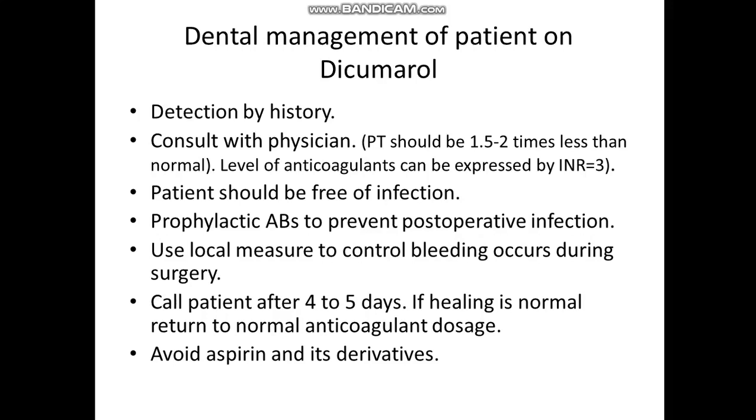Patient should be free of infection, as we mentioned before also. Prophylactic antibiotics also can be prescribed to prevent postoperative infection. Use local measures, as we mentioned, such as pressure pack or thrombin gel or Surgicel, collagen fibrils, etc. All these also can be used in case of bleeding in patient taking anticoagulants.